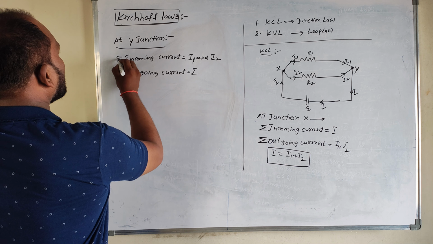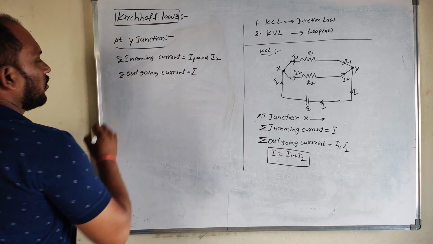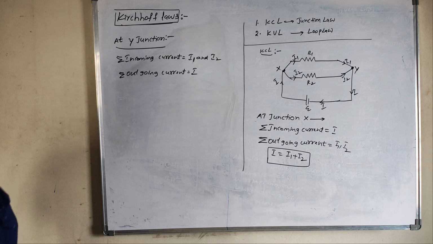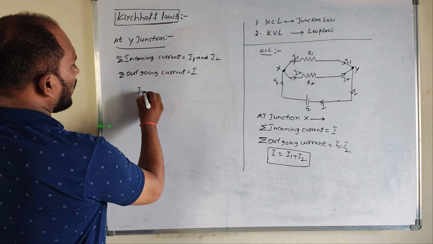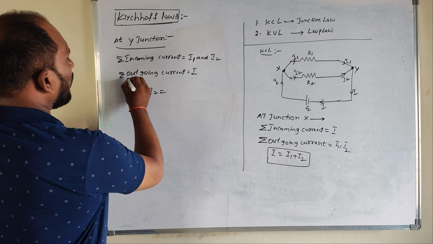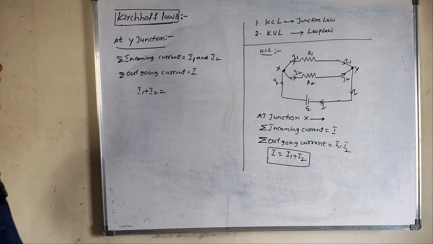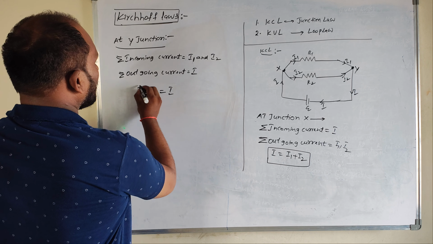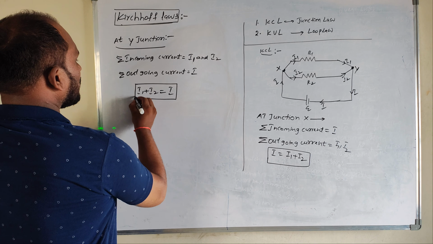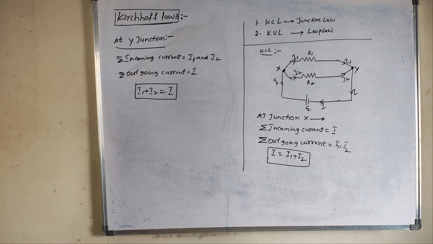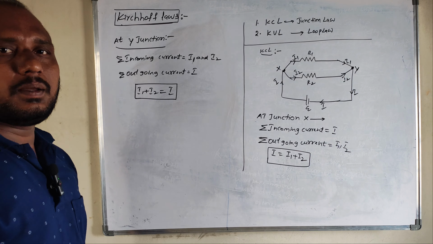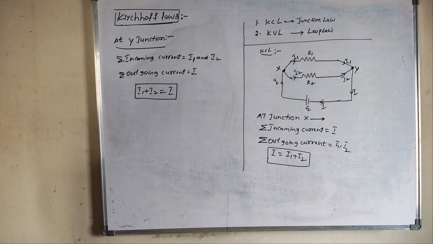Sum of incoming currents is equal to sum of outgoing currents. What is the sum of incoming currents? I1 plus I2. What is the sum of outgoing currents? I. So this is an example: I1 plus I2 is equal to I. Like this we have to implement it at a junction.